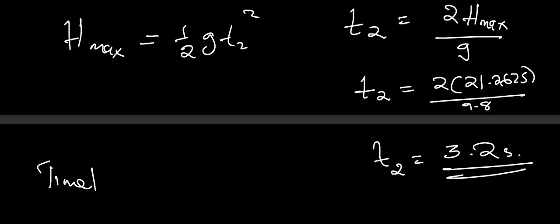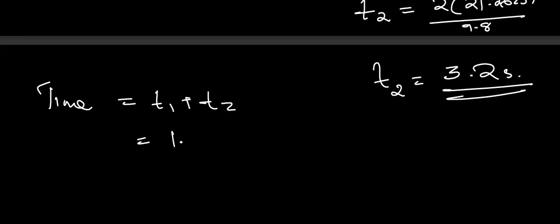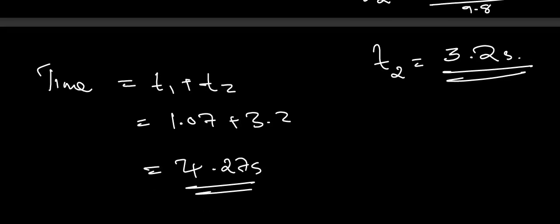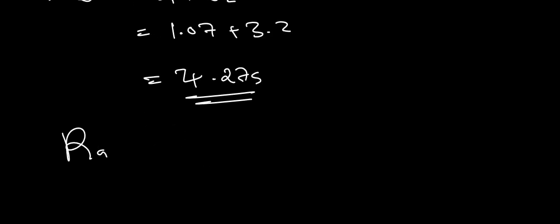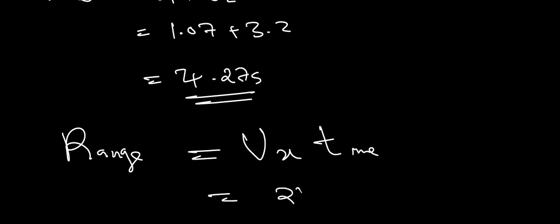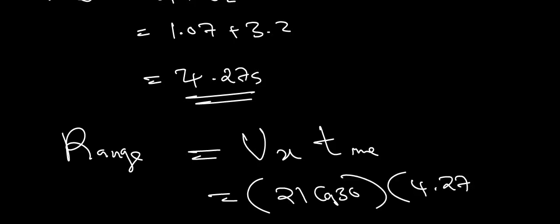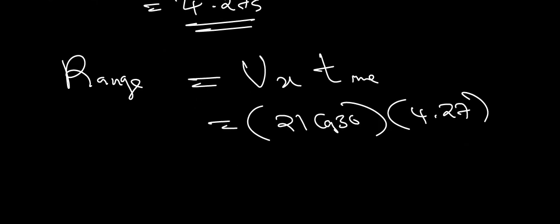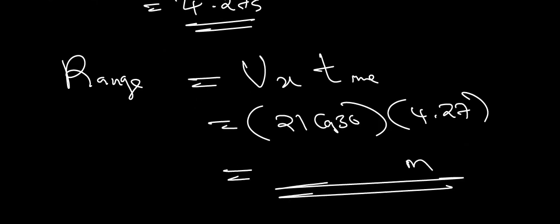The total time of flight is equal to t1 plus t2. So when you add these, 1.07 plus 3.2, you get what? Is it 4.27? I'm not sure if everyone is getting this, but this should help us get the range. The range is equal to the velocity in x times the total time of the journey. So this is going to be 21 cos 30, put it in brackets, multiply by 4.27. We get our range, which is the maximum horizontal displacement, in meters.